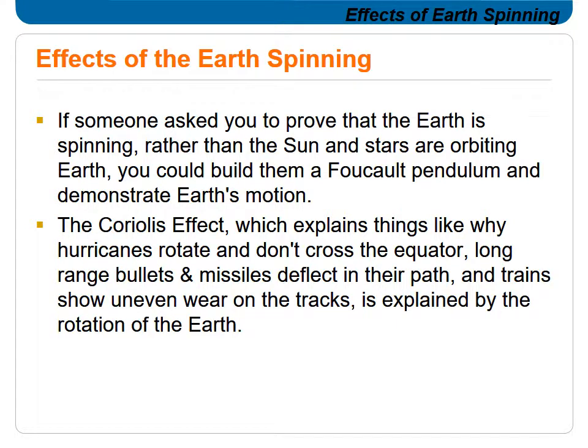If someone asked you to prove that the Earth is spinning, rather than the sun and stars orbiting the Earth, you could build something called a Foucault pendulum and demonstrate Earth's motion. The Coriolis effect explains why hurricanes rotate and don't cross the equator, why long-range bullets and missiles deflect in their path, and why trains show uneven wear on the tracks. These are explained by the rotation of the Earth.